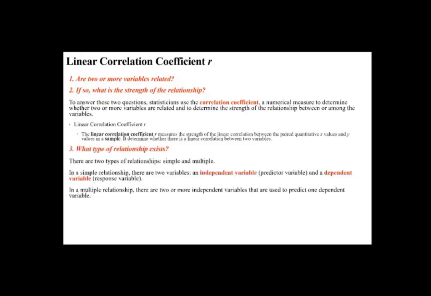There are two types of relationships, simple and multiple. In a simple relationship, there are two variables, an independent variable, or predictor variable, and a dependent variable, or response variable. In a multiple relationship, there are two or more independent variables that are used to predict one dependent variable. There may be more than one independent variable.